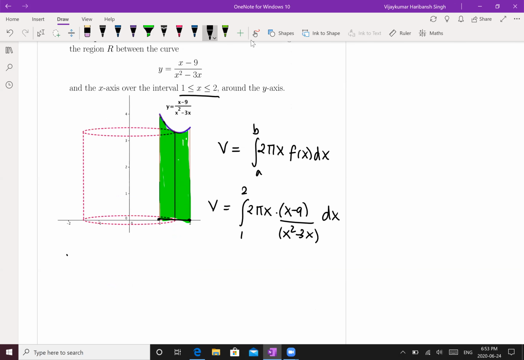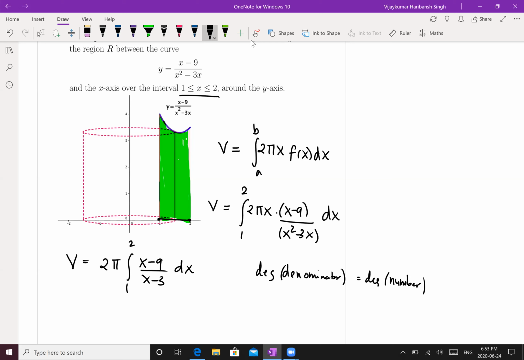So this is our volume. V is going to be 2 pi can be taken out. X can be cancelled off. You have the integral from 1 to 2 of (x minus 9) upon (x minus 3) dx. Now in this case, if you want to solve this, first notice that the degree of the denominator equals the degree of the numerator. So we'll have to use long division first to simplify this, because we can't apply partial fractions right away.